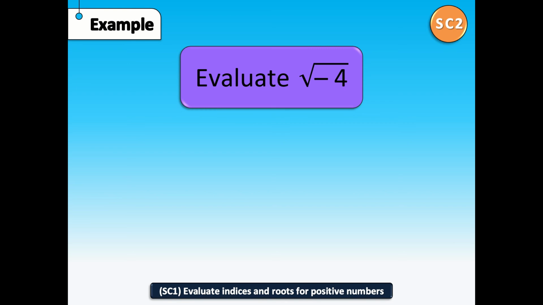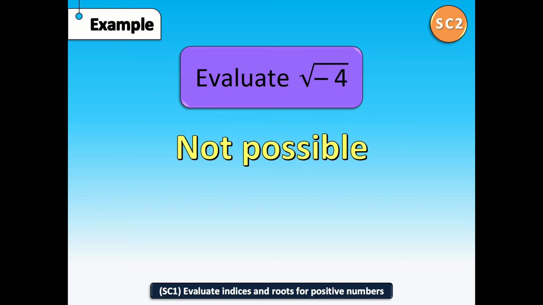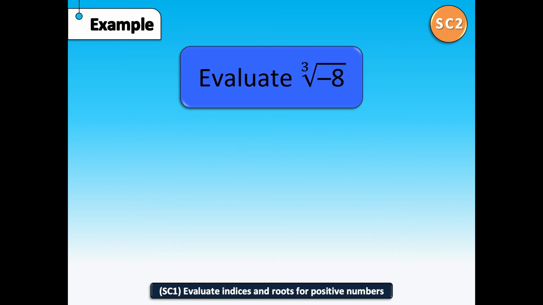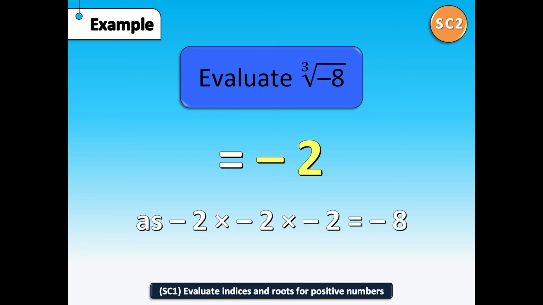In this question, we want to do the square root of minus 4. Now this is actually not possible. You can never square root a negative number, because no number times by itself will give a negative answer. So if you get a question like this, it's not possible. However, we can cube root a negative number. The cube root of minus 8 would be minus 2, because minus 2 times minus 2 times minus 2 would give us a negative 8 answer.